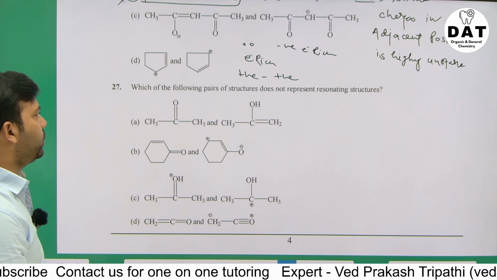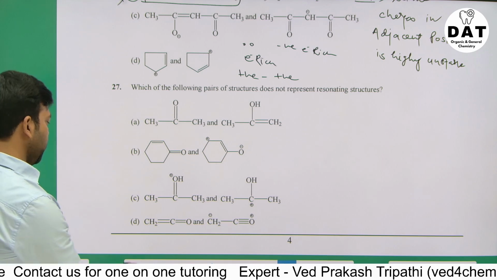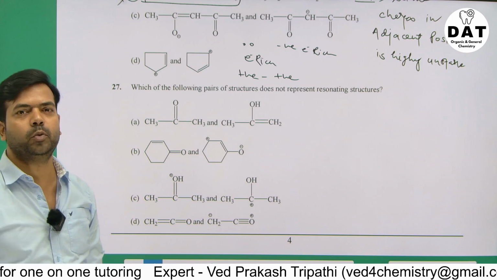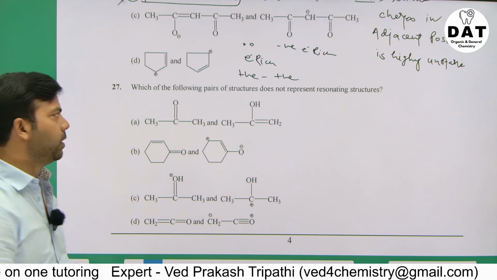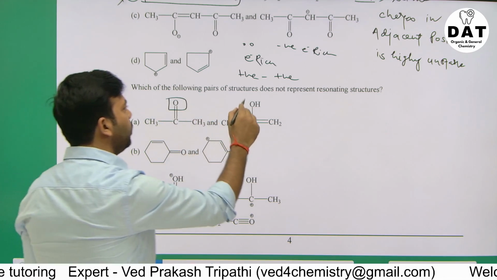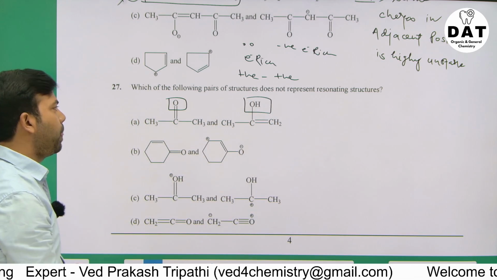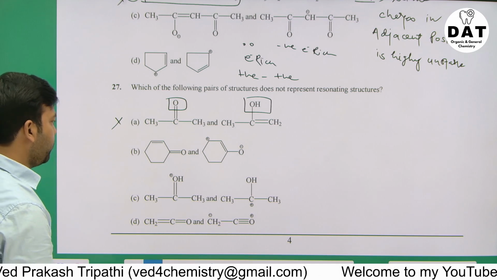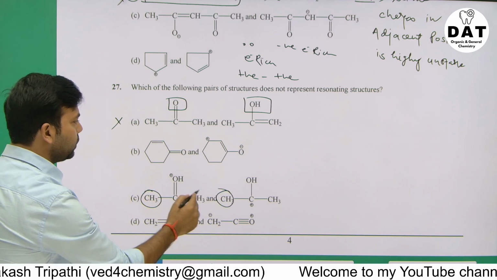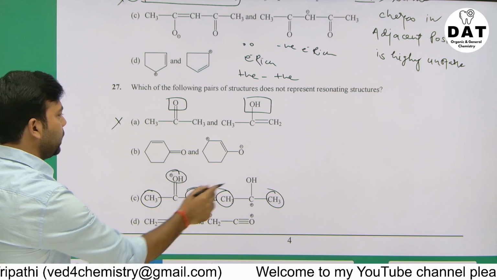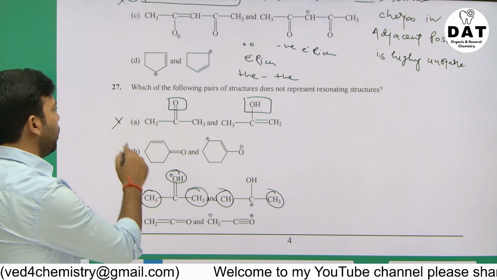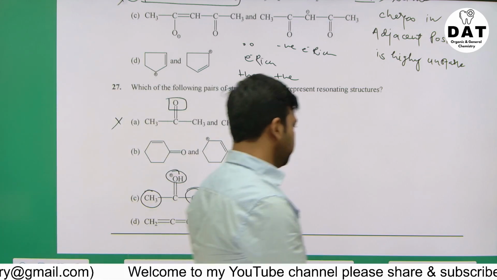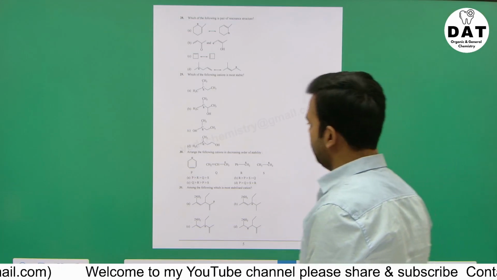Which of the following pairs of structures does not represent resonance structures? I said earlier that in resonance structures, an atom cannot change its position. Only the electrons move. Here you have oxygen and here you have OH. So there is a transfer of an atom here. Okay, so this is not a resonance structure. The rest are resonance structures because the atoms are the same, CH3, CH3, OH, like this. So only option A. Now the next, 28.